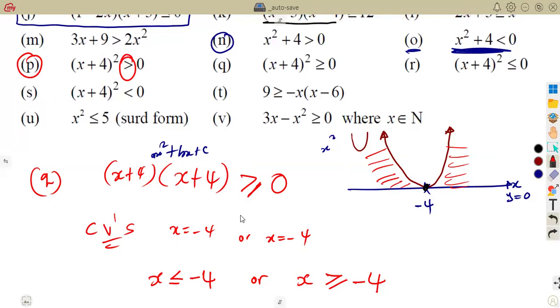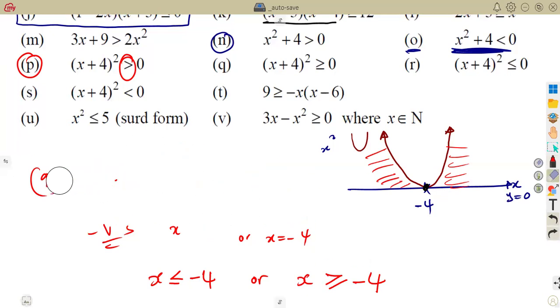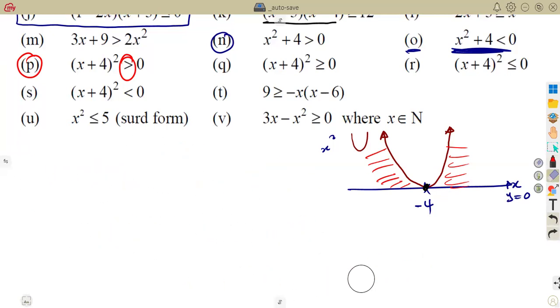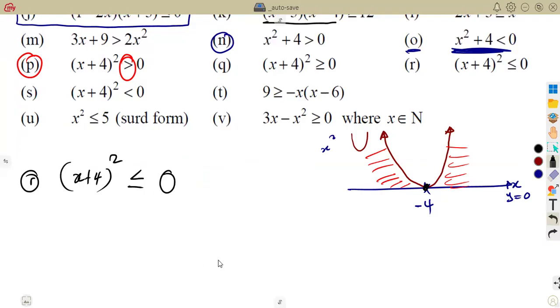On R and S, let's be careful on those two. All right, so let me rewrite R and S here. But for P and Q, you can relate those two also to R and S. Let's start with R then. R, we are given x plus 4 squared is less than or equal to 0. This time they are saying it's less than. Take note. Your critical values, we're going to have the same condition. These are two brackets, x plus 4 less than or equal to 0.